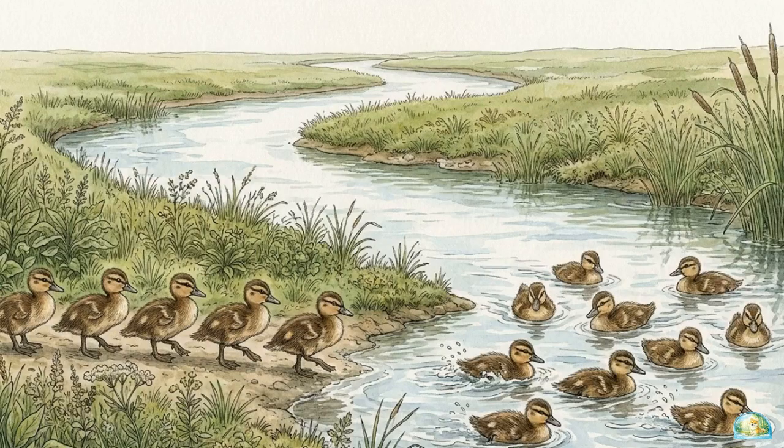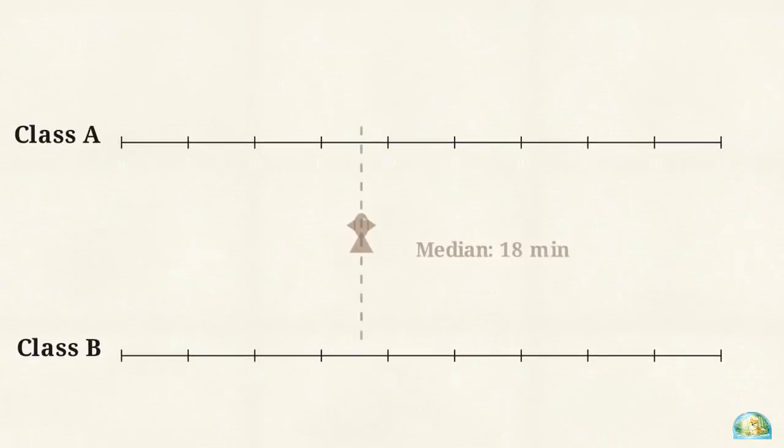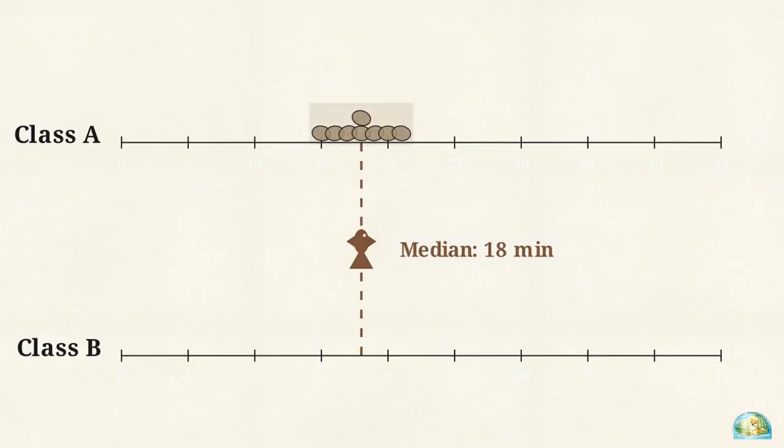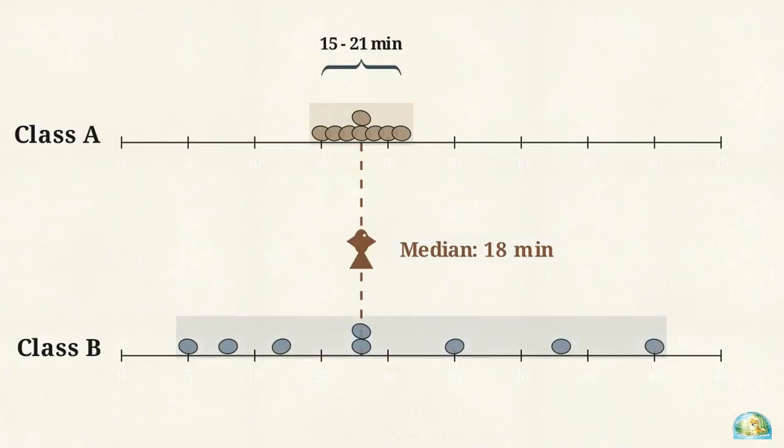Let's look at travel times for two groups of students. Class A and Class B both have a median travel time of 18 minutes. These plots show the difference. Class A's times are tightly clustered between 15 and 21 minutes. Class B's times are scattered all the way from 5 up to 40 minutes.